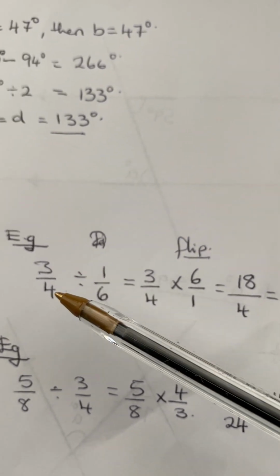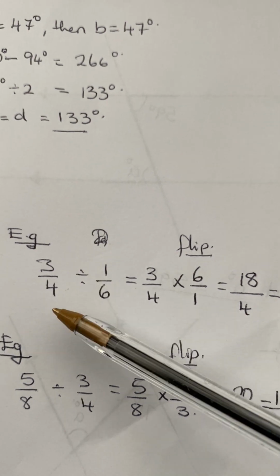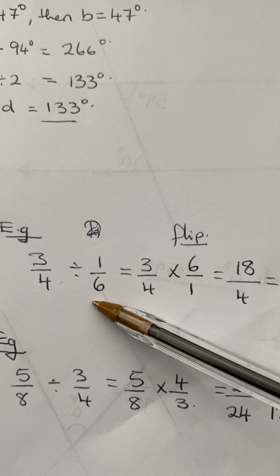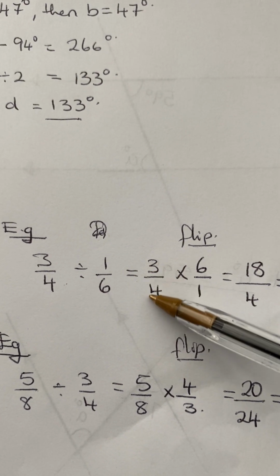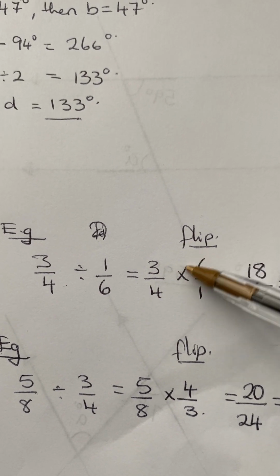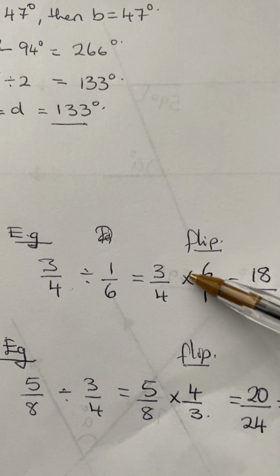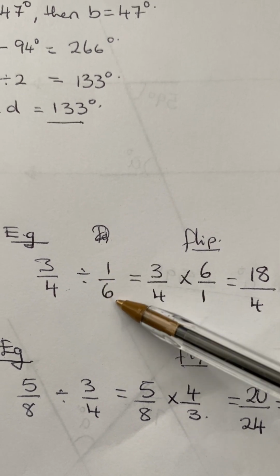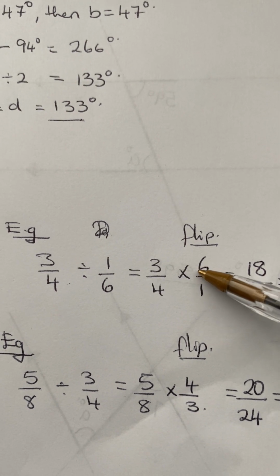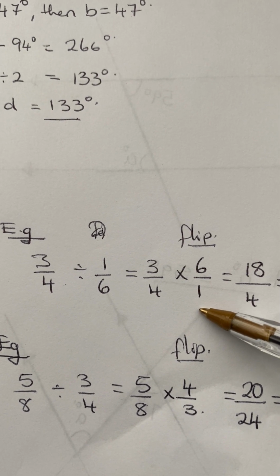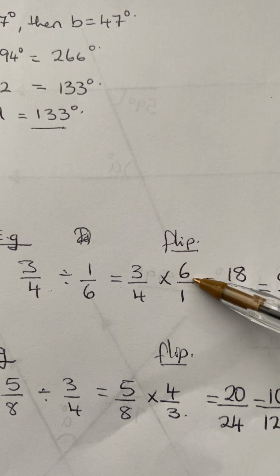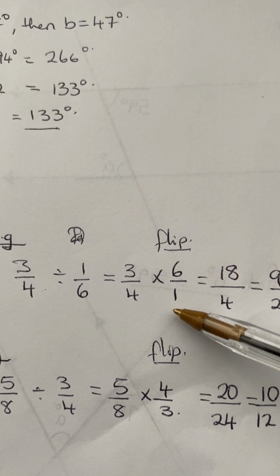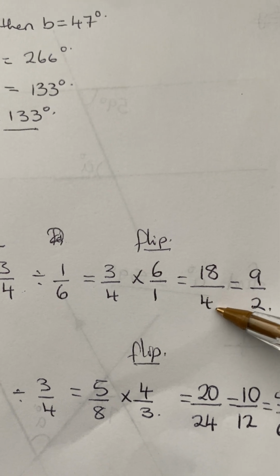Now, this one also, 3/4 divided by 1/6. Okay, so 3/4 times, immediately you bring the times, you need to flip the second fraction. So times 6 divided by 1. 3 times 6 is 18. 4 times 1 is 4.